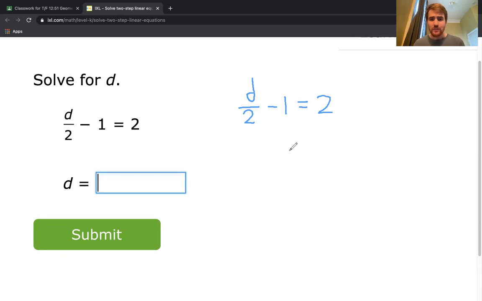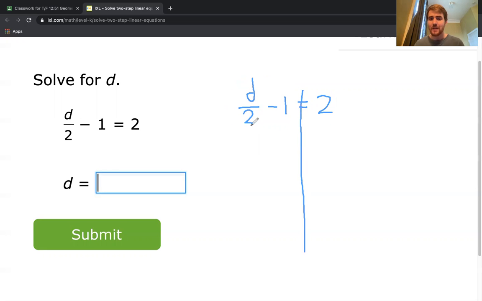Remember, when you're solving one of these problems, your goal is always to figure out what the variable is. Right now, we know that d divided by 2 minus 1 equals 2. We want to know what d is so that whatever is on this side is equal to whatever is on this side. D is like a blank. What goes in the blank? To do this, we always need to work backwards.